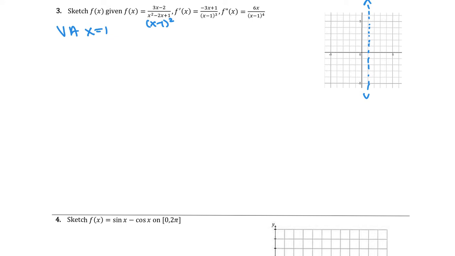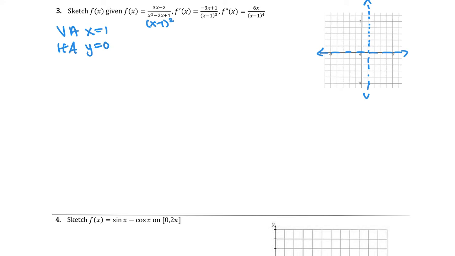Now, if you look at the degree of the numerator and the degree of the denominator, the denominator is exactly 1 more than the degree of the numerator, so there's a horizontal asymptote at y equals 0. And those are all things that we learned way back in chapter P.